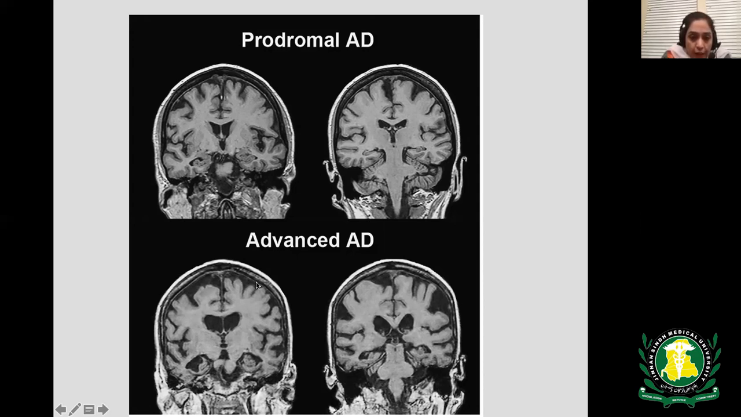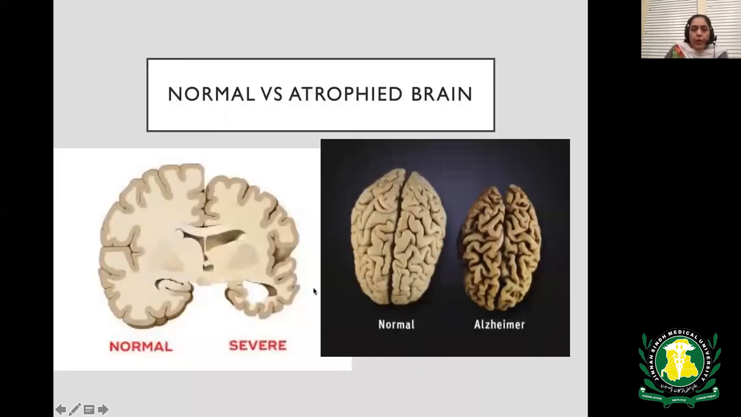Now compare this with advanced Alzheimer's disease. Look at the loss of brain tissue here, so much space, there are enlarged ventricles. Compare the hippocampal volume, here it is full, and here is a loss of hippocampus. And these are the main pathognomonic features of Alzheimer's disease. This is the naked eye presentation of the brain.